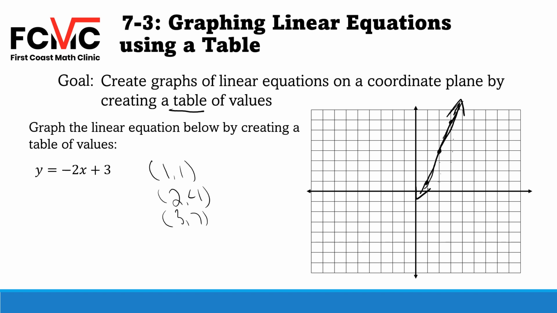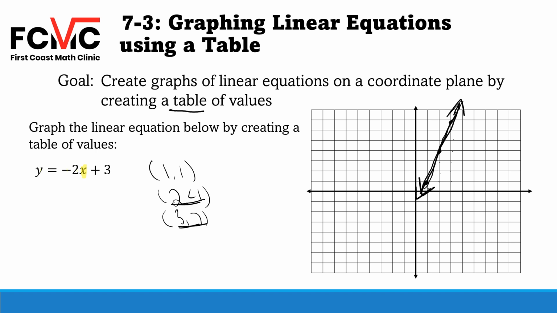So if we want to get a graph of a line, we need a minimum of 2 points. I think it's safe to have 3 points so we can tell if one of the points is inaccurate. But if we have at least 2 points, we can connect them and get the graph of a line. So what we're going to do is pick some values for our x value in our linear equation. So our linear equation is right here: y equals negative 2x plus 3.